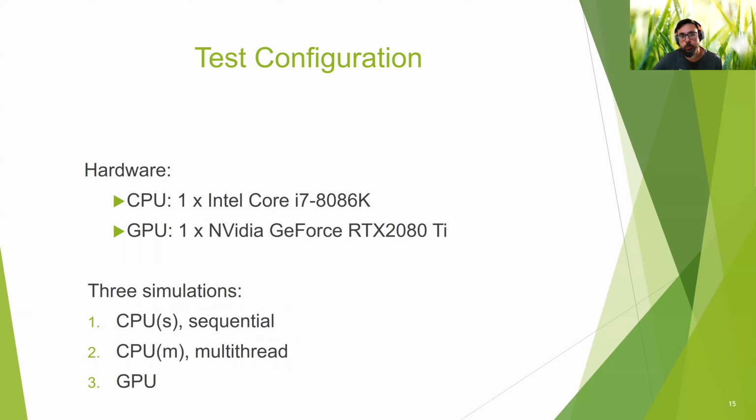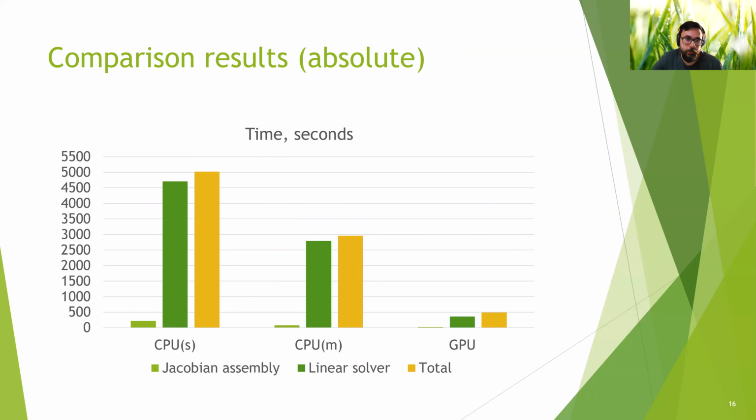For the test configuration, we took a gaming PC with a single very good CPU and a top of the shelf gaming video card. We performed 3 simulation runs: sequential on CPU, multi-thread on CPU, and GPU runs, and compared the run times. Here you see the results. The sequential run took in total around 80 minutes. The CPU multi-threaded version was able to bring the time down by a factor of around 2, while GPU performed the whole thing in less than 500 seconds, or less than 9 minutes.